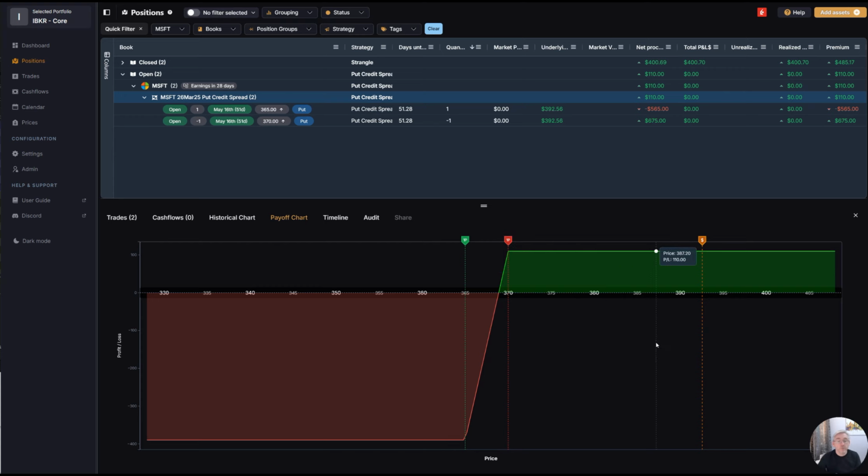So that's a live example of the strategy I've just shown you, and it's also an example of how WealthBee can help you manage your trades and your positions.